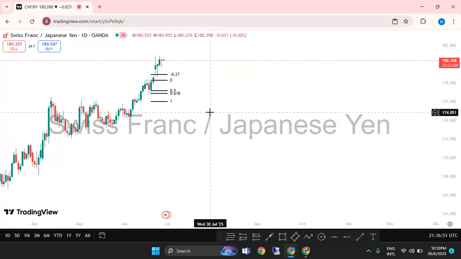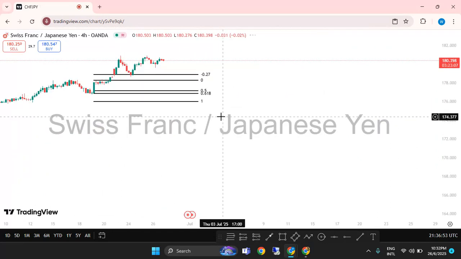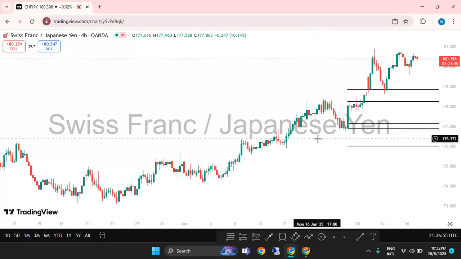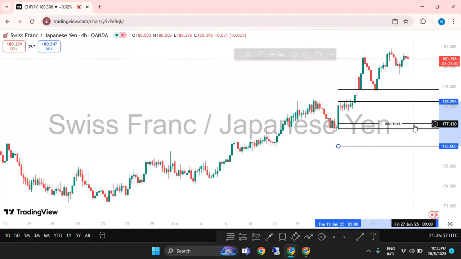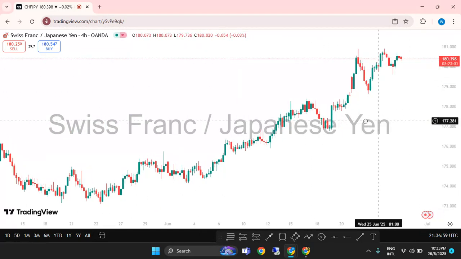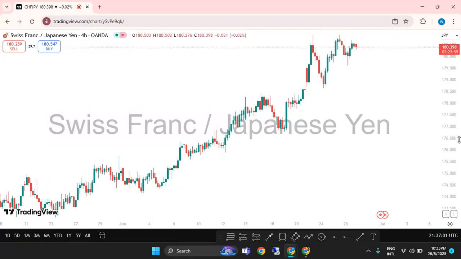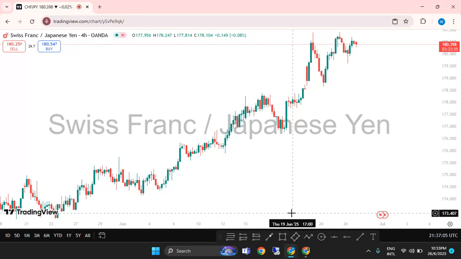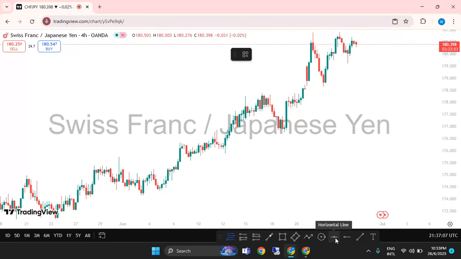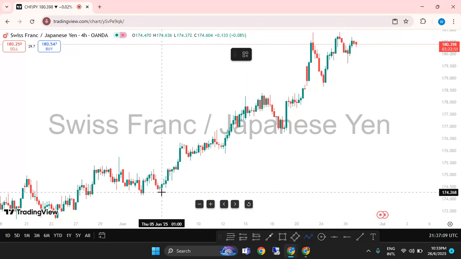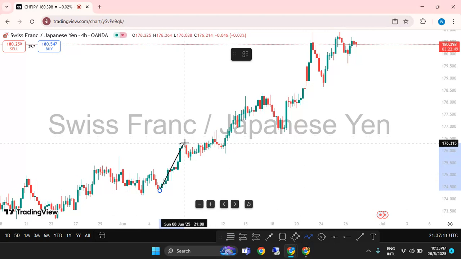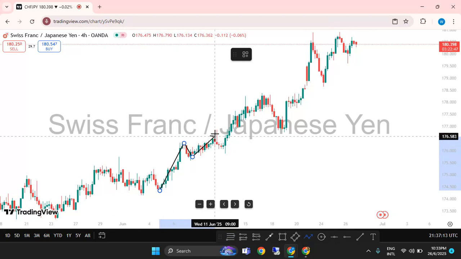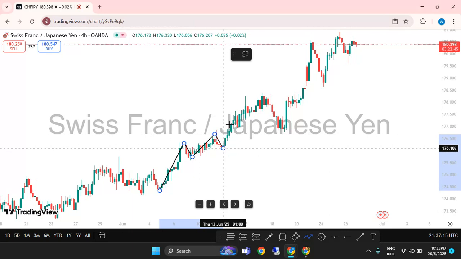Let's go back to the 4 hour time frame, and let me show you some examples of how it works on the 4 hour time frame. So now look at this. Look at this place from here. Let me first of all use my line to identify the trend. So this is a downtrend formation, as you can see.